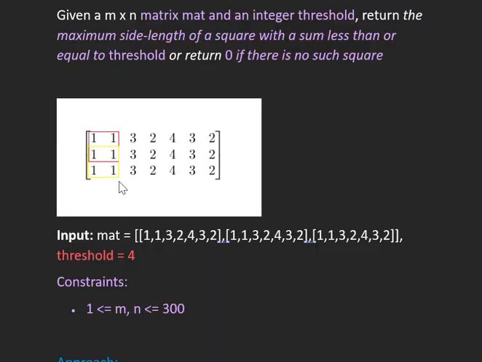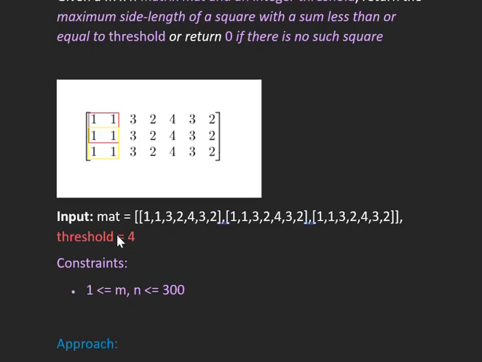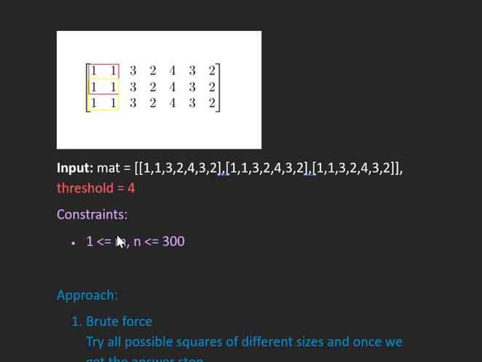Suppose we are given this matrix and the threshold is 4. So we have to return a square such that the sum of all its elements should be less than or equal to 4. It is shown that this square, the one highlighted with the red block, is one of the possible answers, and the one with the yellow block is also one of the possible answers. And the constraints: the number of rows and the number of columns can be between 1 and 300.